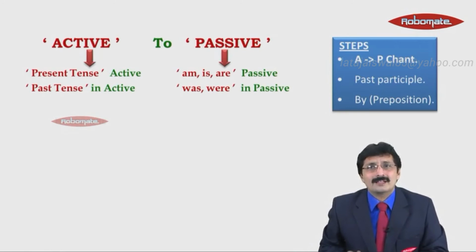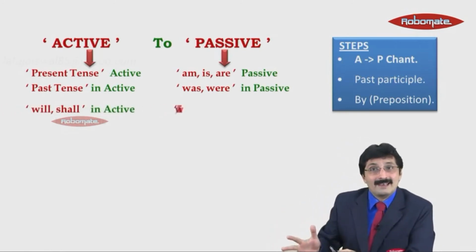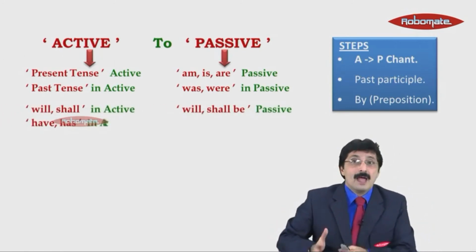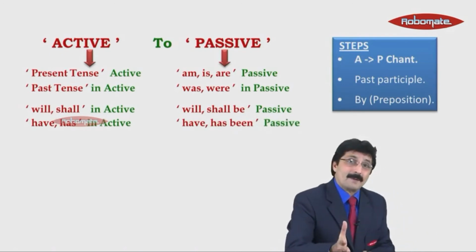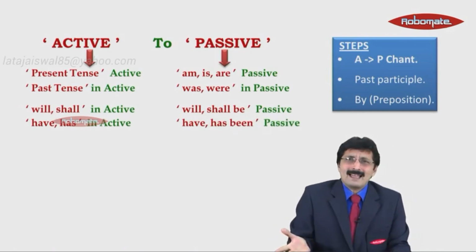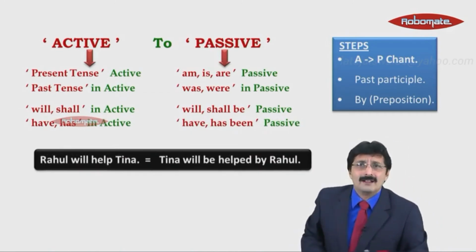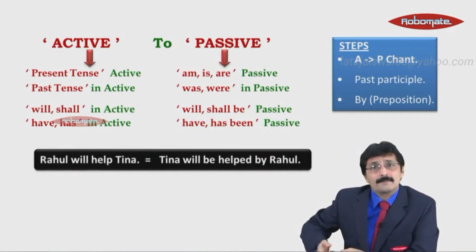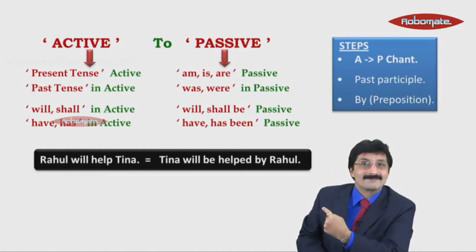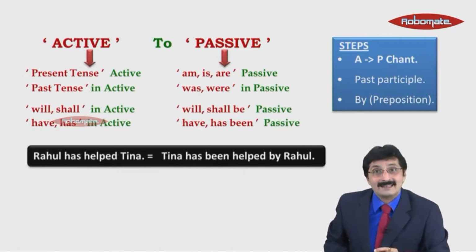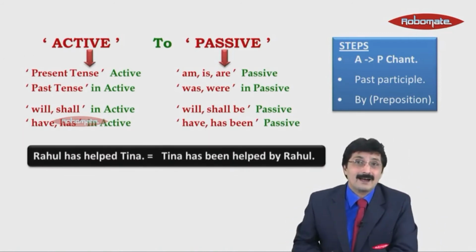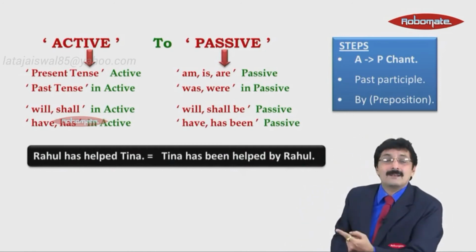We continue with the chant. Will, shall inactive, will, shall be passive. Have, has inactive, have, has been passive. Simple as that. Will, shall inactive, will, shall be passive. Here we are. Rahul will help Tina. Tina will be helped. And have or has inactive, Rahul has helped Tina. Have been or has been in passive.